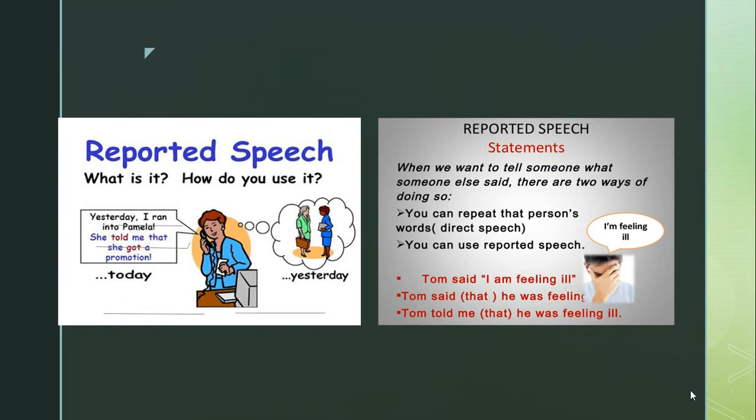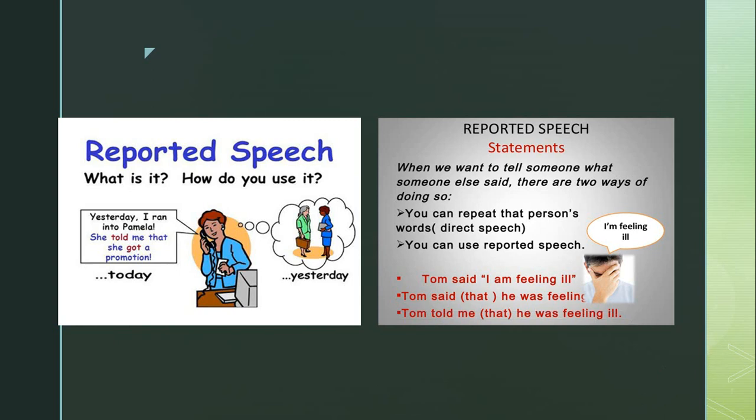What is reported speech? Here you can see the example, and here again some examples for you with the sentence. When we want to tell someone what someone else said, there are two ways of doing so. You can repeat that person's words, that is direct speech. Or you can use reported speech. Tom said, "I am feeling ill." Tom said that he was feeling ill. That means he was not feeling well. So this is the example of direct and indirect sentence.